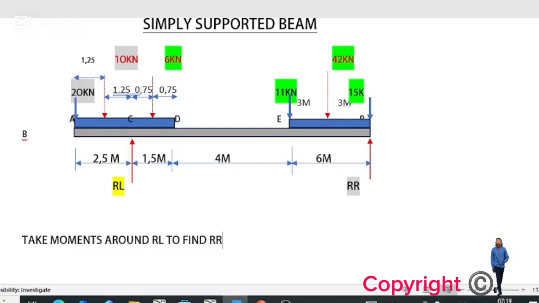Today I'm going to show you how to calculate reactions of a simple supported beam by applying the law of moments. So let's start.